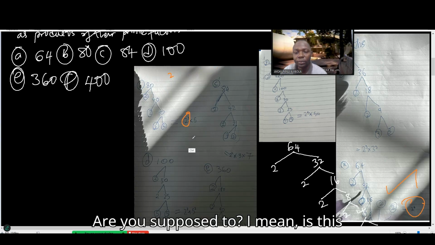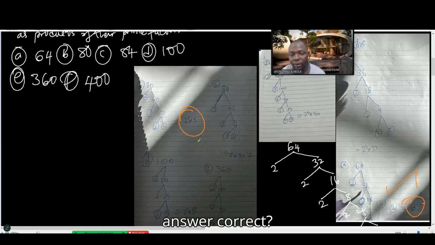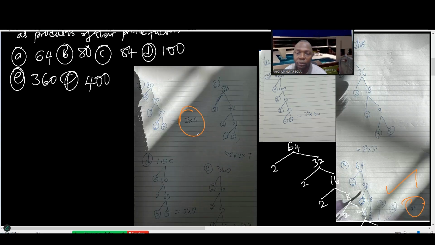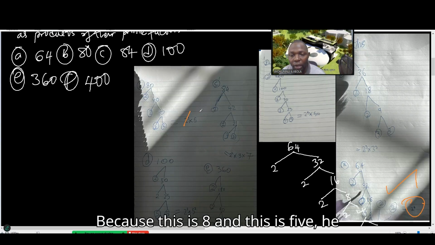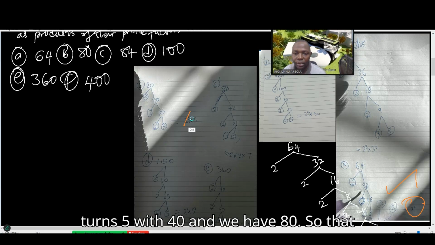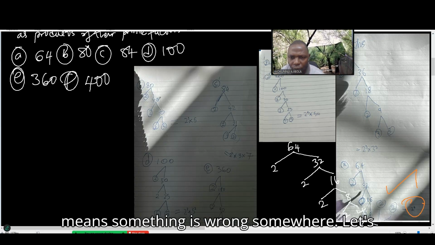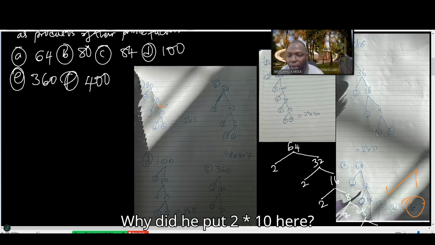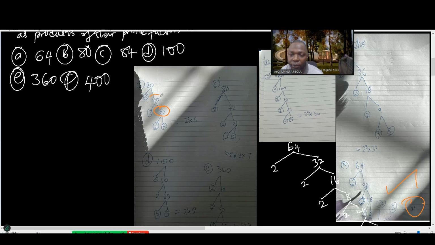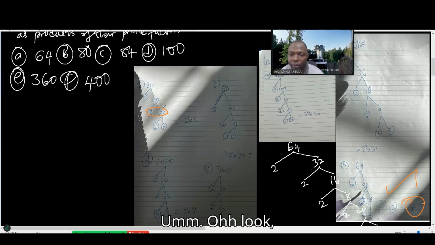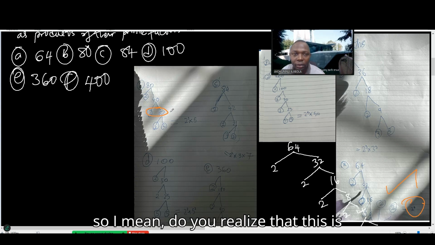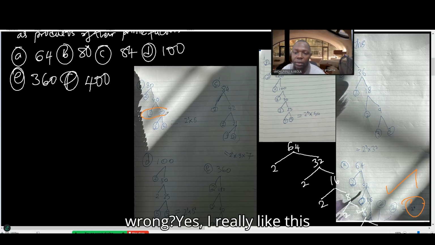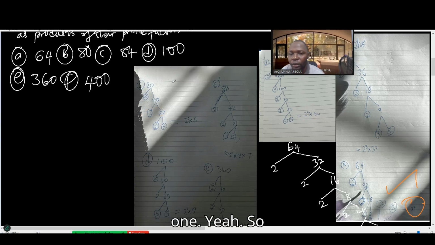So should it be 40 or are we going to 80? Is this answer correct? No. Because this is 8 and this is 5. 8 times 5 is 40 and we have 80. So that means something's wrong somewhere. Let's check it out. 2 times 40. Why did he put 2 times 10 here? Do you realize that this is wrong? Yes, I realize it's wrong now.